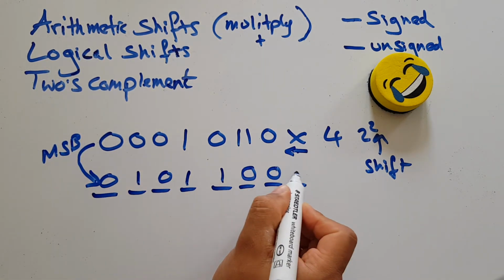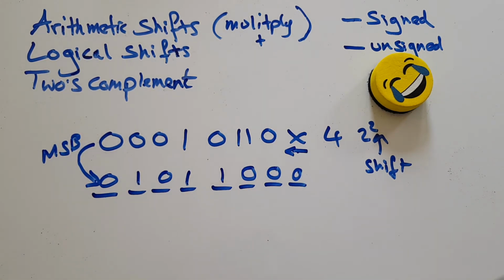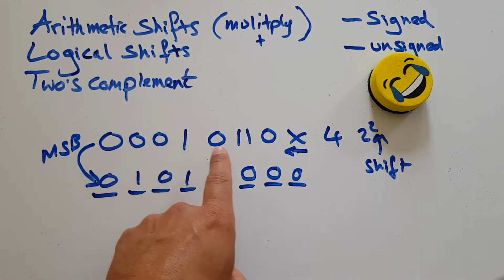And then fill in the rest of the zeros. Okay, well, how do I check this? How do I know if I'm right? What is this binary number?